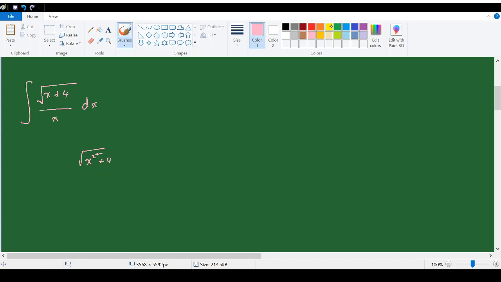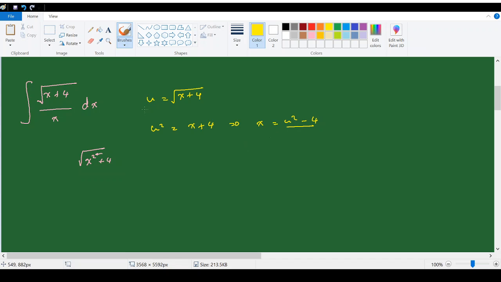So what we can do is, initially, use the substitution u equals the square root of x plus 4. Now let's see what will happen. If we square this, you will get u squared equals x plus 4. Therefore x will be equal to u squared minus 4. In other words, for all the x values, you can replace it with u squared minus 4.